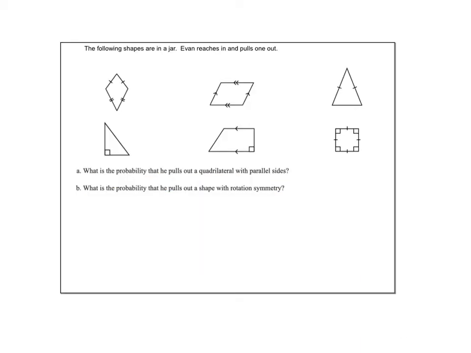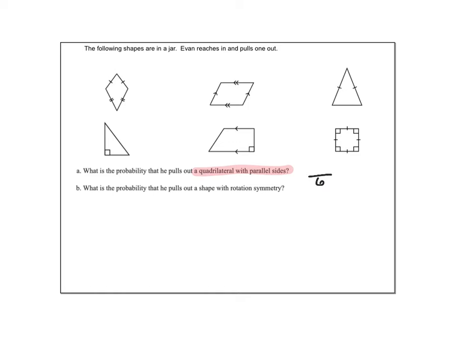Okay, I think this one we've already seen in the homework. If we take a look, it says the following shapes are in a jar. Evan reaches in and pulls one out. What is the probability that he pulls out a quadrilateral with parallel sides? So that is the favorable event. I know there are 6 shapes total, so my denominator is going to be 6. So then I'm going to go through and count my quadrilaterals with parallel sides.